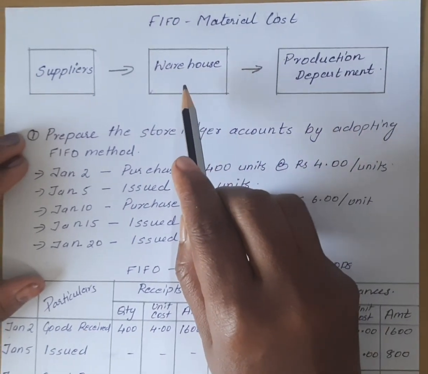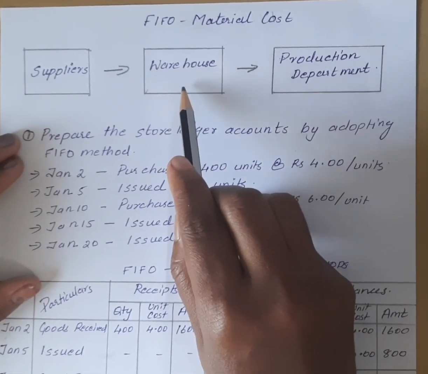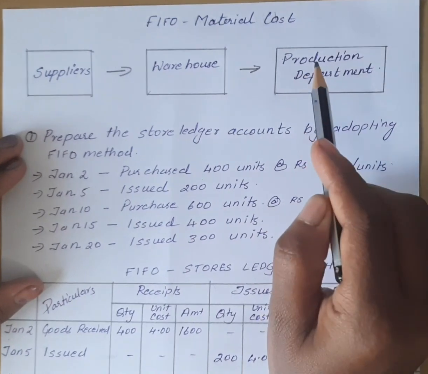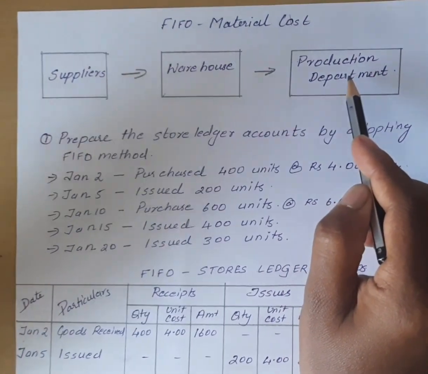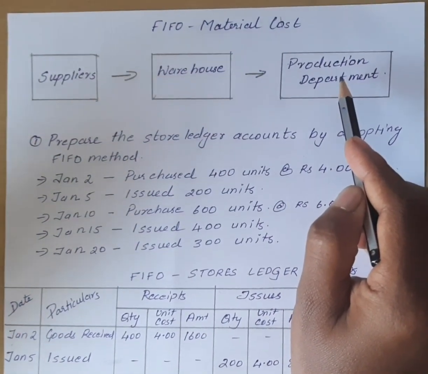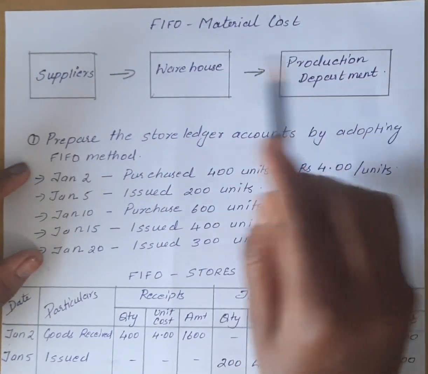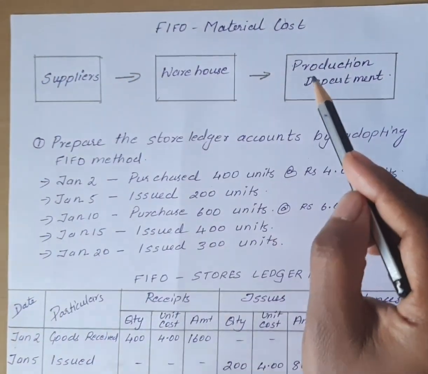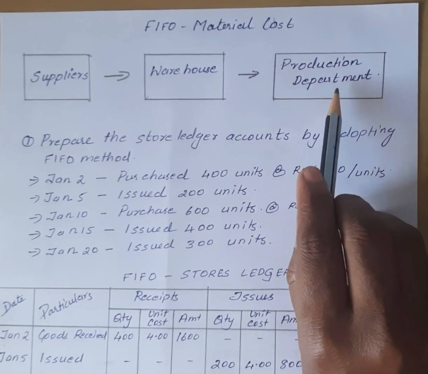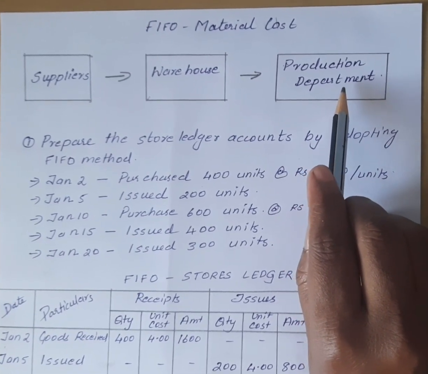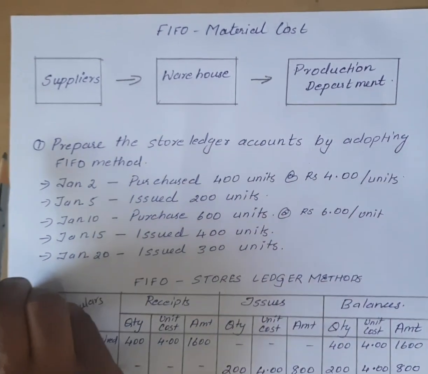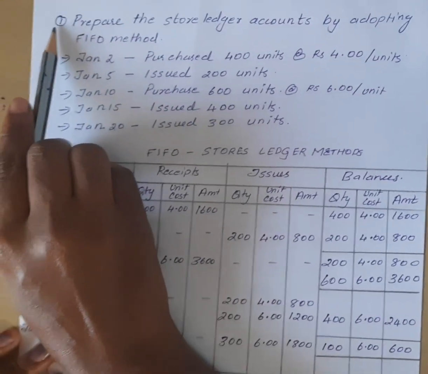So at that time, how is the supply made, how will the storekeeper issue the materials to the production department, at what rate is he going to issue? So this is the process. At what rate the storekeeper will be issuing it to the production department, that only we are going to see under the FIFO method. Okay, now we'll see one problem under FIFO method.